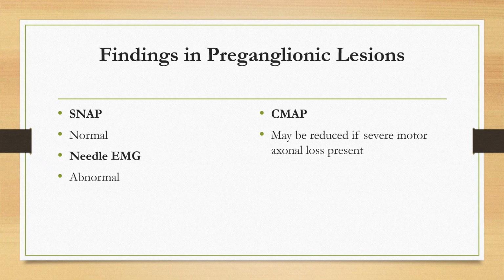Findings in preganglionic lesion: SNAP remains normal, needle EMG is abnormal, CMAP may be reduced if severe motor axonal loss is present.